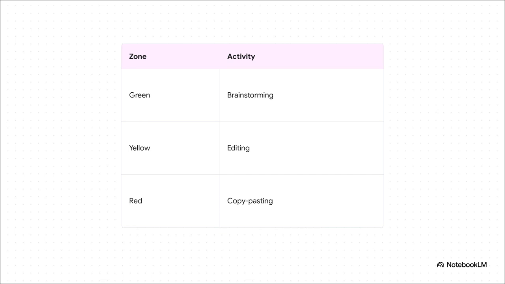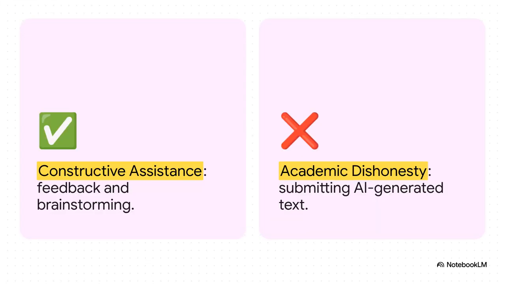And finally, red. This is the absolute forbidden zone. We're talking copy-pasting, taking machine-generated text and trying to pass it off as your own hard work. Definitely a no-go. Now, when you contrast these two extremes, that boundary line becomes incredibly sharp. On one hand, you have constructive assistance: getting feedback, refining drafts, brainstorming. In this scenario, the AI is acting like a tutor or maybe a sounding board. Basically, you are still the one driving the car.